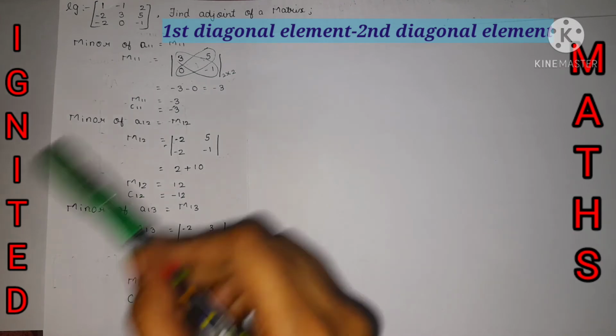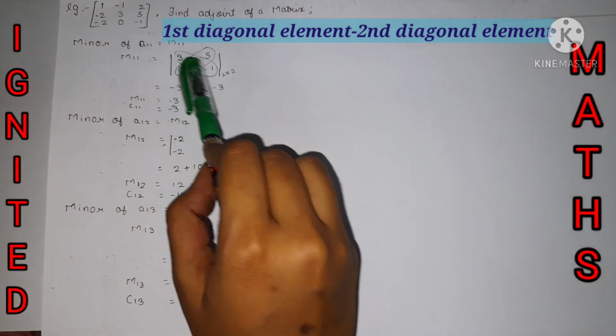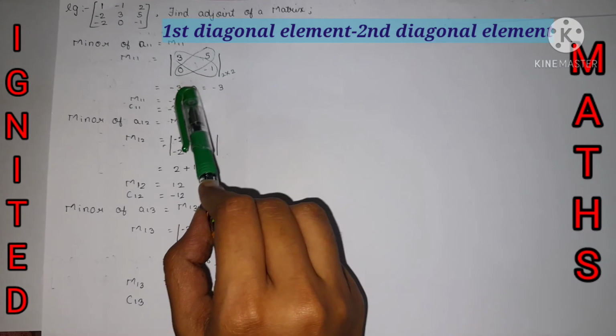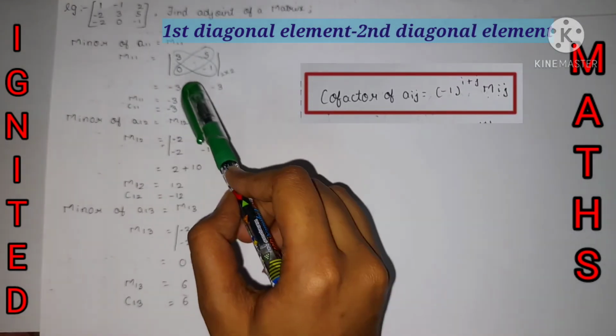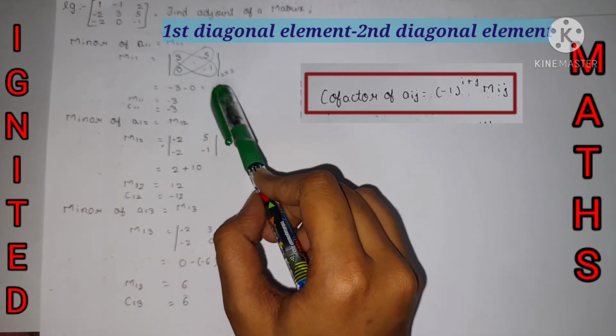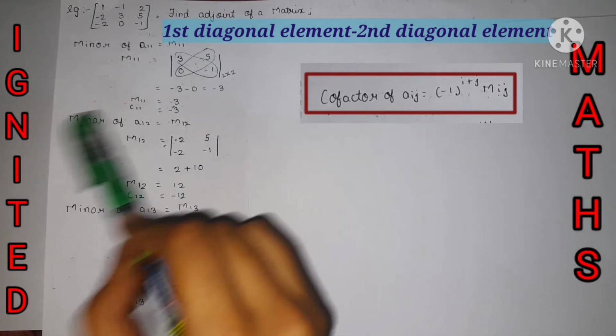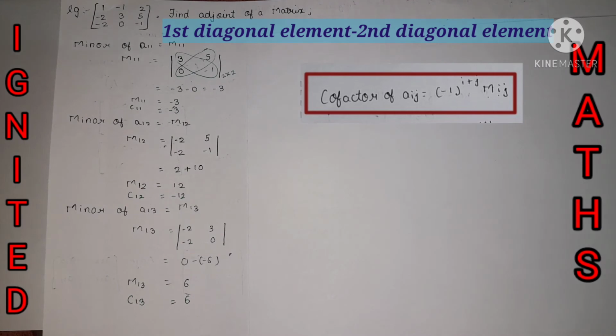Now the first diagonal element is multiplied, 3 into minus 1 is nothing but minus 3, which is subtracted with the second diagonal element, that is 5 into 0, so 0. So minus 3 minus 0 is equal to minus 3. So M of 11 is equal to minus 3.